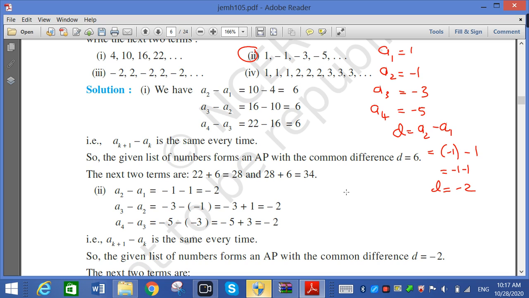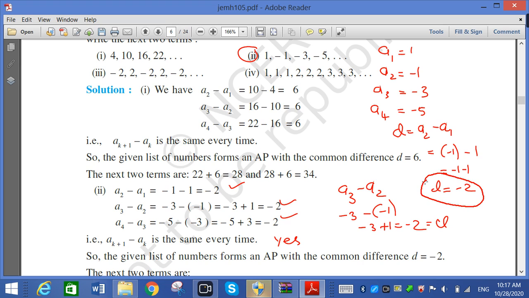Now second, that is A3 minus A2. A3 is minus 3, and here again minus 1, so minus 3 plus 1, that is minus 2. Again D is equal to minus 2. Every time D is equal to minus 2, so we can say the answer is again yes, and the difference is equal to minus 2.